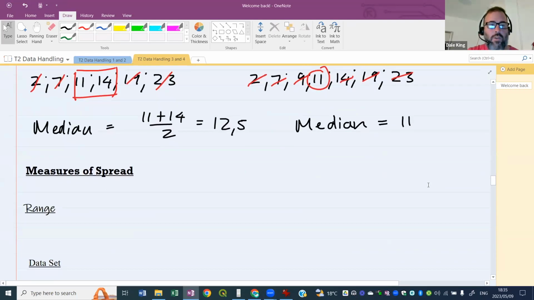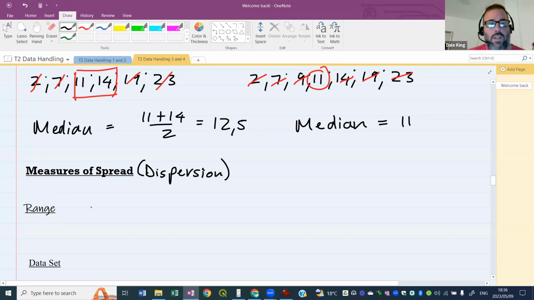Measures of spread. Now we've just done measures of central tendency. There is one measure of spread that we need to do. Sometimes they call this measures of dispersion. To disperse is to spread out. So a measure of spread or a measure of dispersion. The only one you talk about in math literacy really in grade 10, 11 is range.